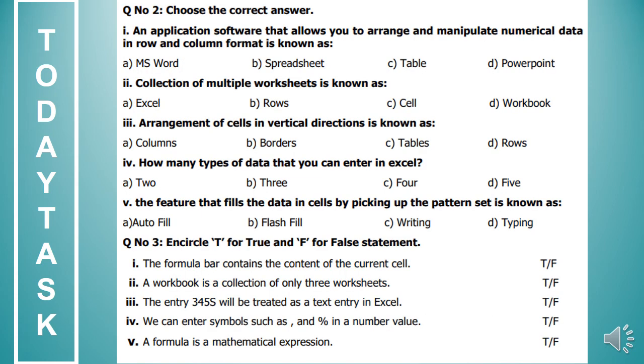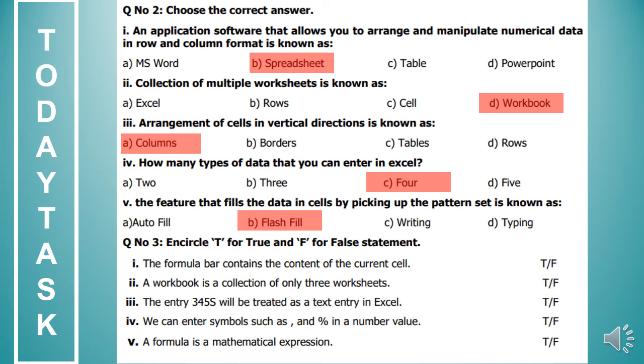Okay, next question number 2 is choose the correct answer. First one is an application software that allows you to arrange and manipulate numerical data in row and column format is known as spreadsheet. Second one is collection of multiple worksheet is known as workbook. Third one is arrangement of cells in vertical direction is known as columns. Fourth one is how many types of data that you can enter in Excel? 4. Fifth one is the feature that fills the data in cells by picking up the pattern set is known as flash fill.